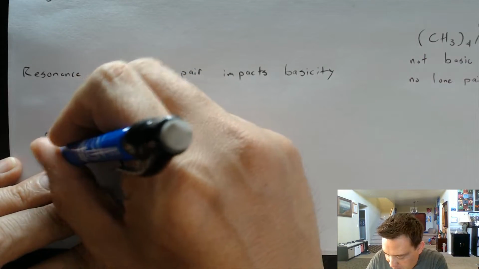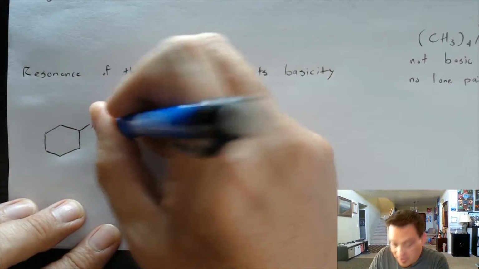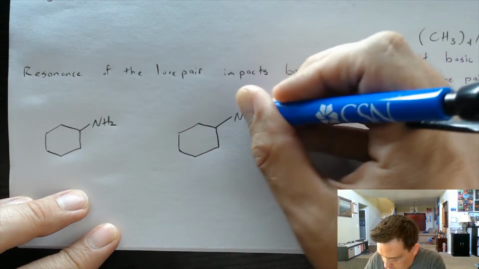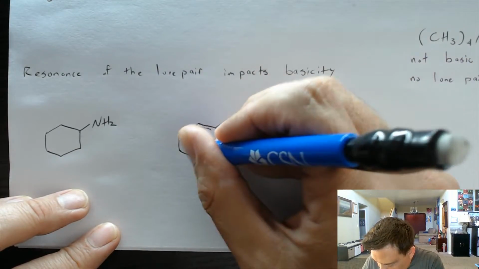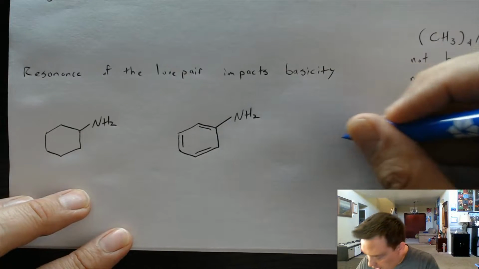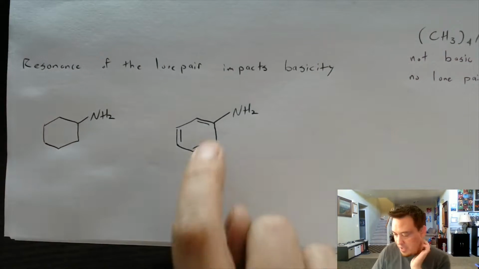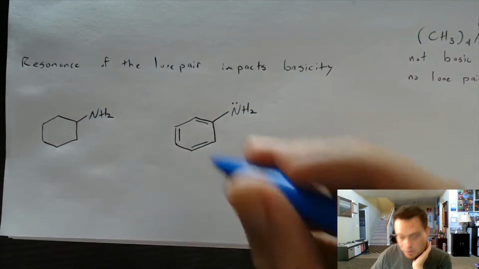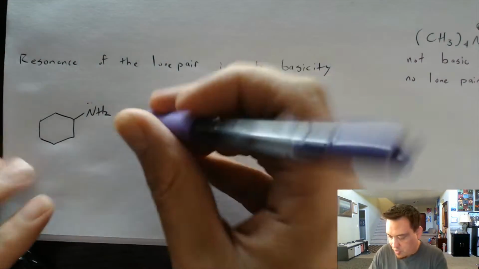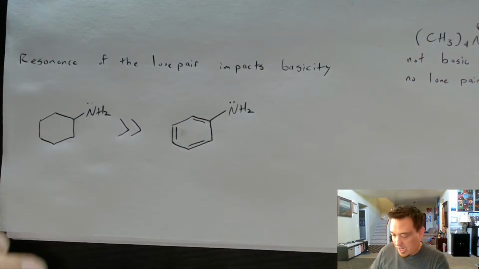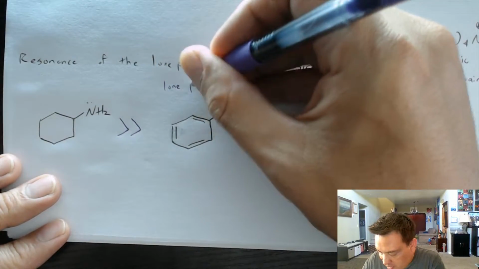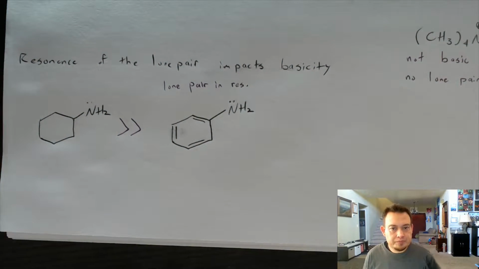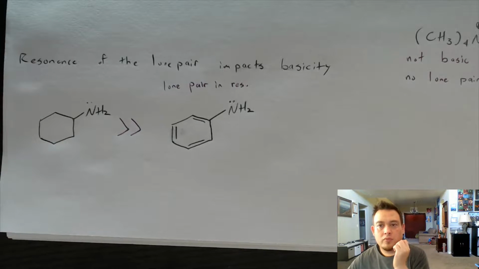So here I'm going to have a primary amine with just a regular ring on it, like that. Versus that one, like so. So for this one here, the lone pair is in resonance with the ring. So this is a weaker base than this one. This is a much stronger base. And once again, the reason why is because the lone pair is in resonance. All right.